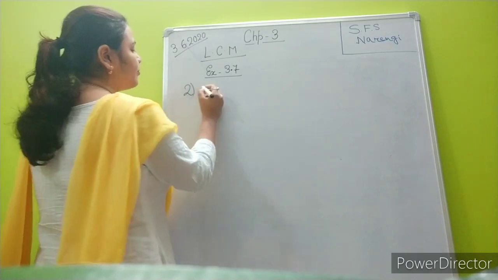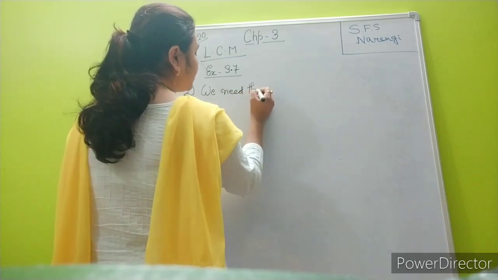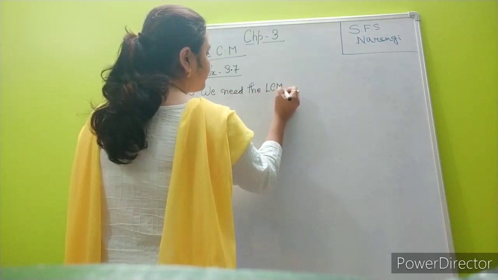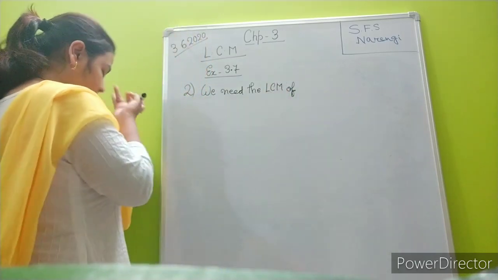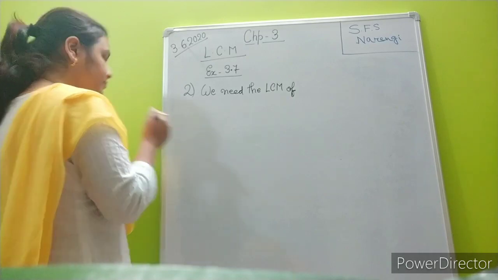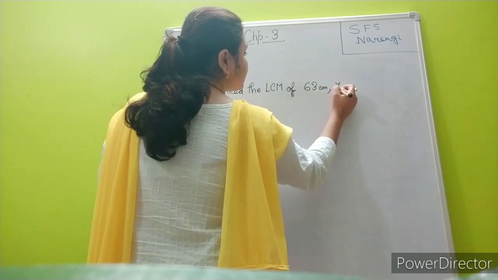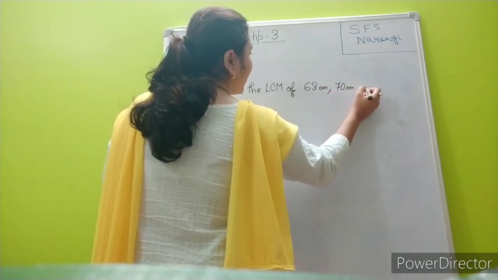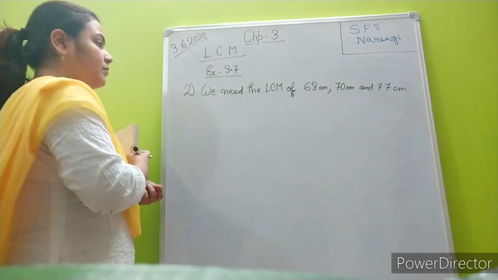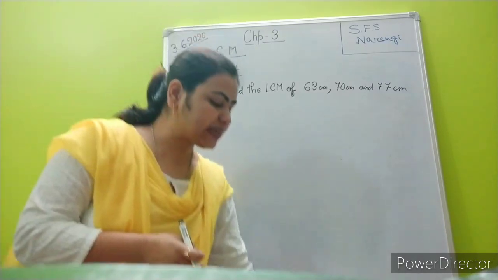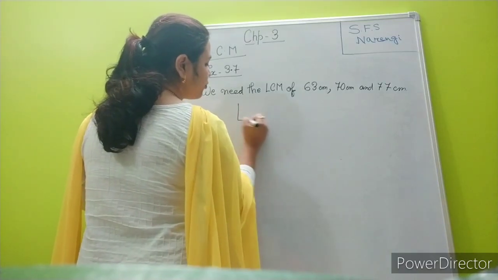So, number 2, we need the LCM of 63 centimeter, 70 centimeter and 77 centimeter. Right? So again we will start with the process of finding out the LCM. So we already know how to find out the LCM, right?